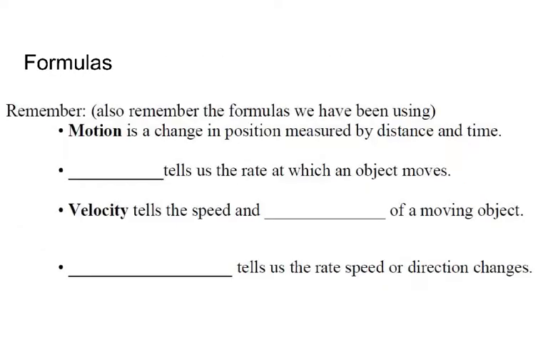So remember that there are formulas that we've been using. Primarily, we've been using speed equals distance divided by time. That's what we're really focusing on today. So motion is a change in position measured by distance and time. We know something is in motion if over time its distance has changed. The speed tells us the rate at which an object moves. We've looked at this a lot, so hopefully that's not new for you. And velocity tells us the speed and the direction that an object is moving.